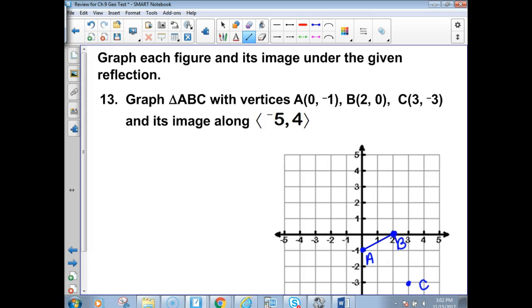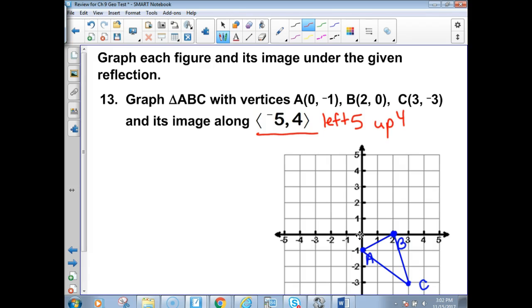I'm going to draw my little triangle. Okay, and then it says to translate it, or no, it says graph under the given reflection. This is not a reflection. This says to do the vector negative 5, 4. What does that mean? Okay, so move your points left 5 and up 4. So you do all that at once. We're going to go 1, 2, 3, 4, 5, and up 1, 2, 3, 4.